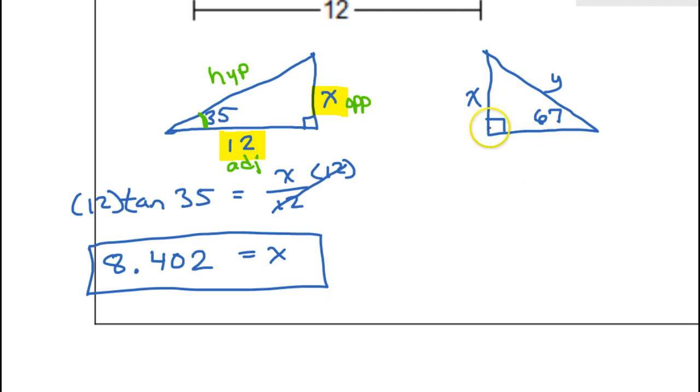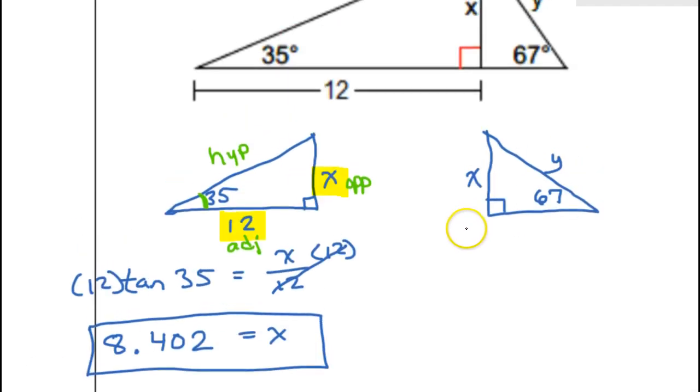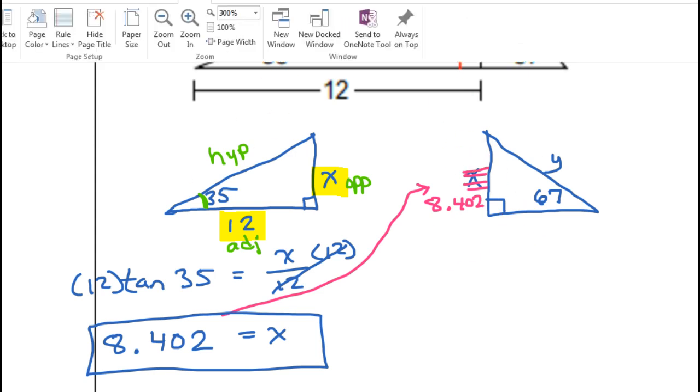All right, now I need to solve the other triangle. The other triangle has too many variables, but that's okay because we just found x. We just found this. It turns out that x, so I can take away the x, and instead I can put 8.402 in its place. So the rest of the problem is just like any other problem.